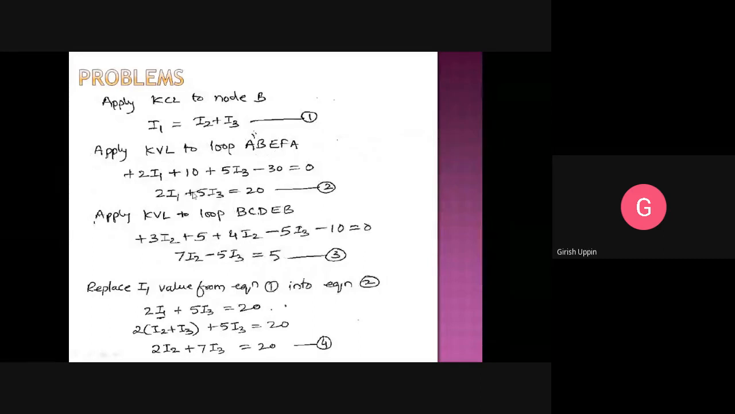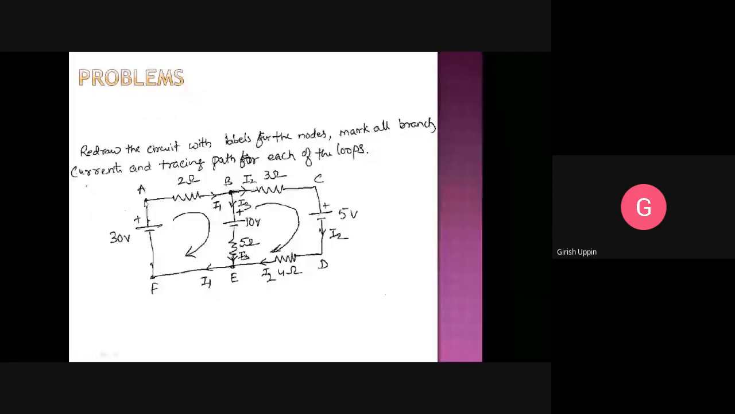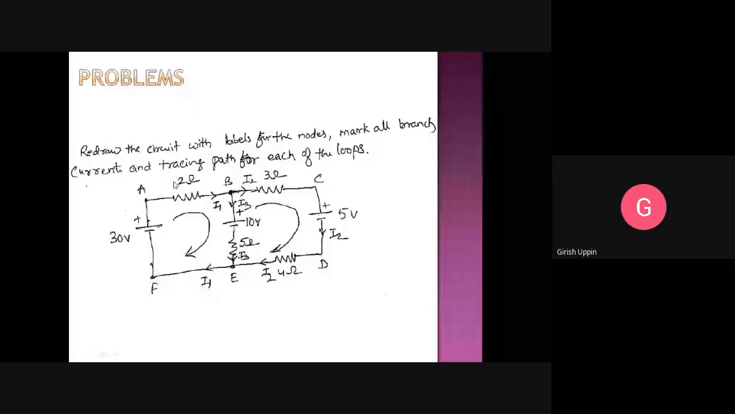A, B, E, F, A. We are going to apply the KVL. So we will start from the node A. We come across this resistor. The direction of current is in this direction, and the direction of the tracing is also in the same direction. What is the current flowing in this resistor? I1. What would be the voltage drop? 2 into I1. And what would be the voltage drop sign? Because both the direction of tracing and direction of current are the same, plus 2I1.